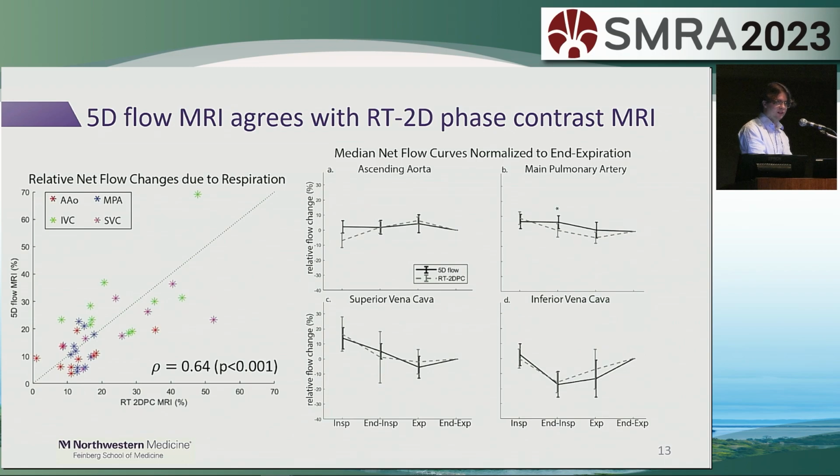And then if we look at the median net flow curves, which again were normalized to end expiration to really see the effect of respiration itself, there were no significant differences between the two techniques, 5D flow and real-time phase contrast, except at the end expiration of the main pulmonary artery. So they didn't show major disagreements.